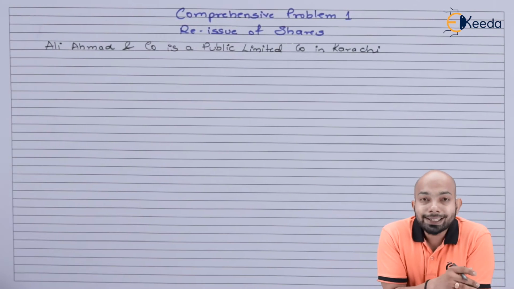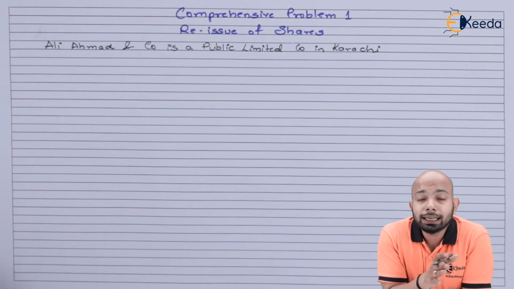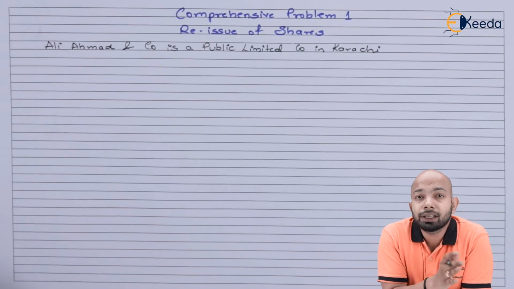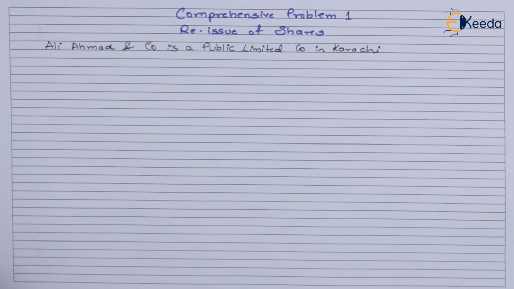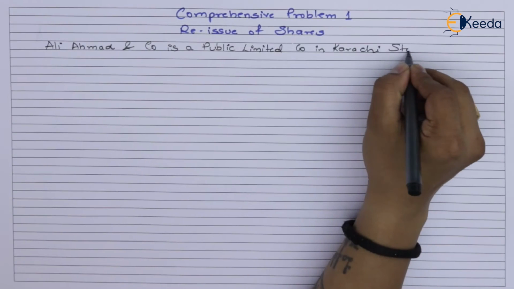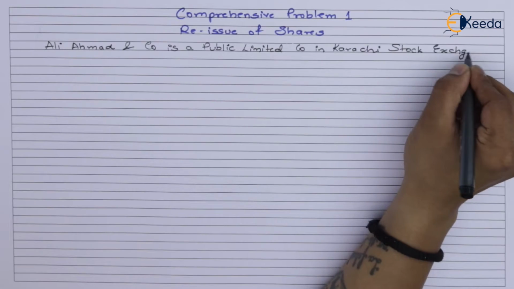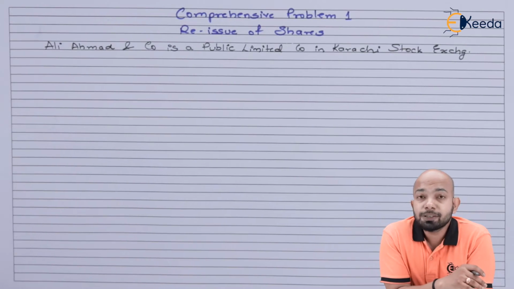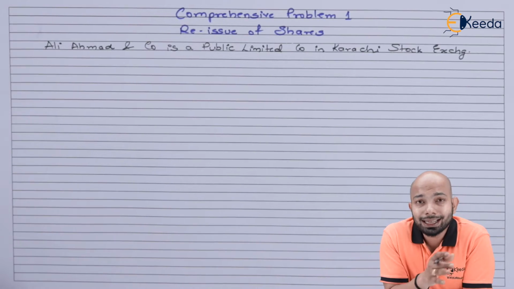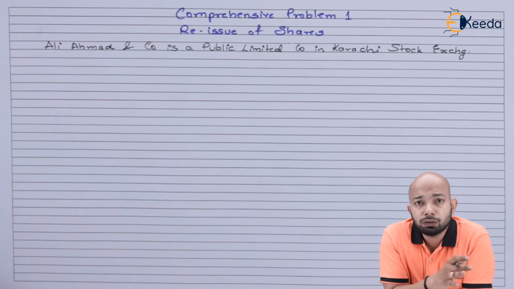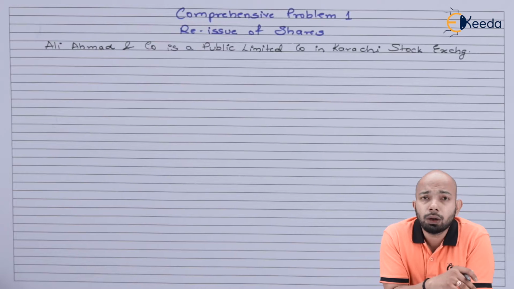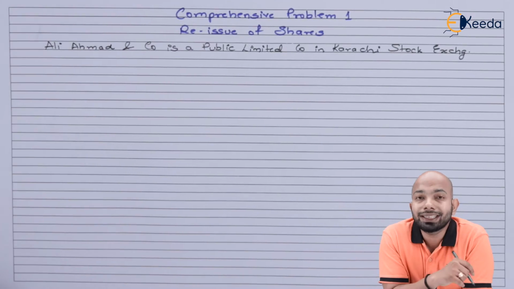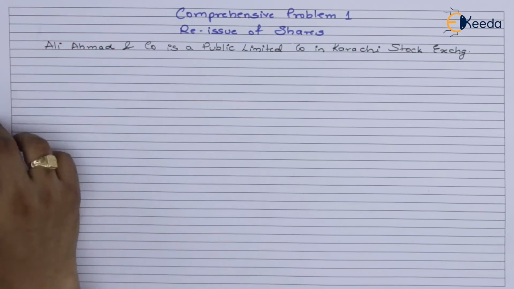Now the company we're talking about is Ali Ahmed and Company Limited, which is a listed company in Karachi. That means it's a public limited company. The company has been formed under the Companies Act 2006 and it has certain authorized capital, out of which it can issue certain capital for public listing. So let's figure out what details we have in this question.